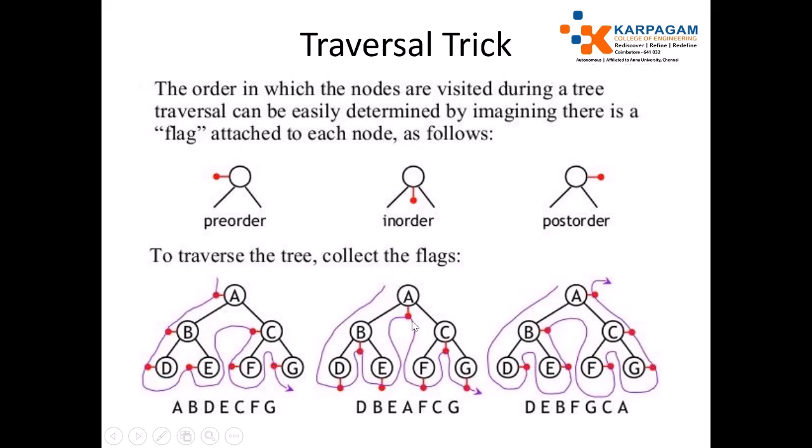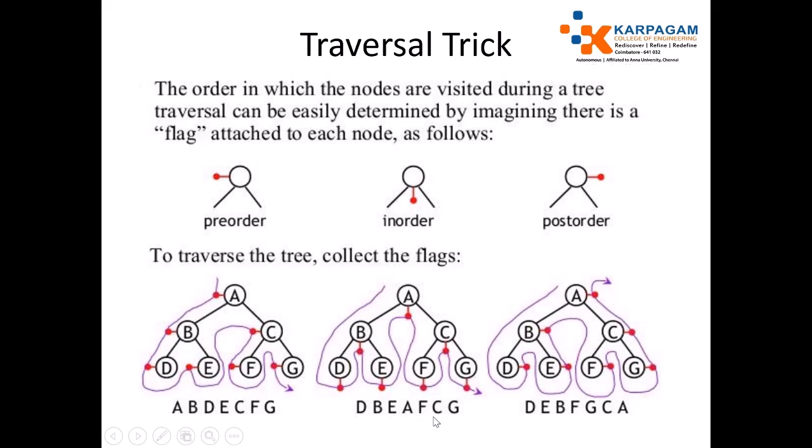For in-order traversal, just add the flag downwards. Every operation in a tree always starts from the root node only, so that is why I have started from here. Here also I am starting from the root node, but the flag is not available here. The flag is available downward. So go left, left, left. Then we have a flag downwards here. Now just collect the flags: here, here, here, and here. F, C, G. Finally, you have the in-order traversal D, B, E, A, F, C, G.